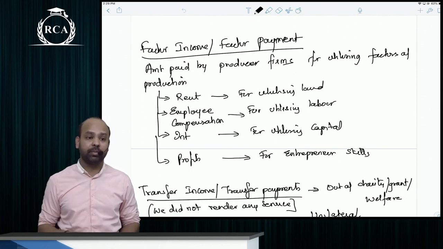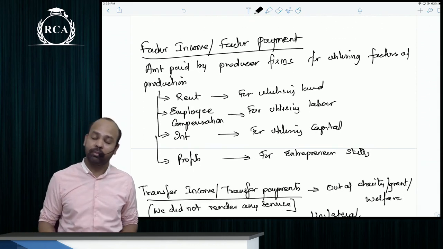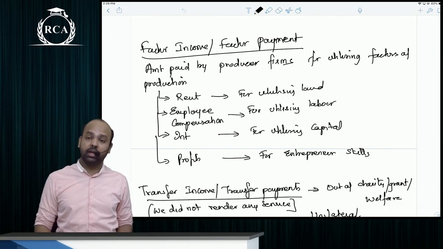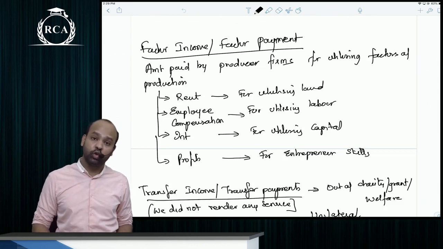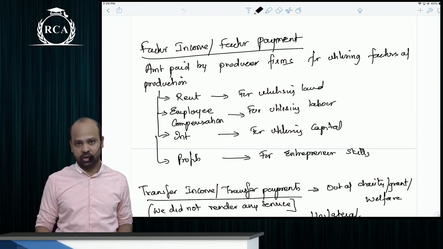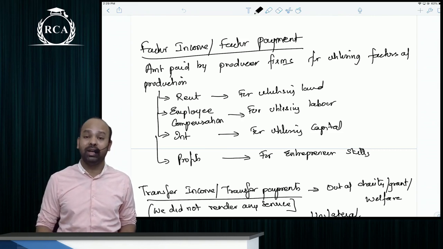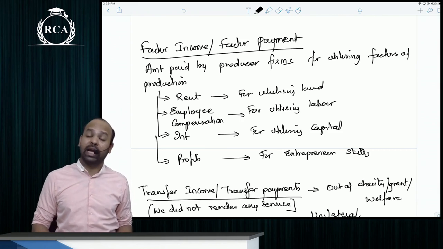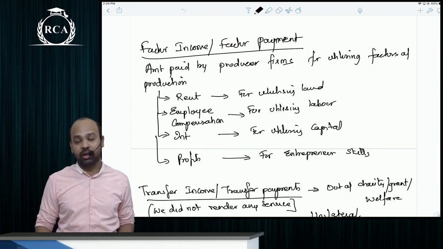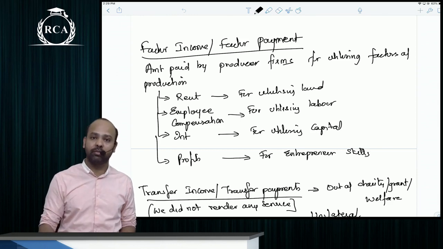Factor income and factor payments and transfer income and transfer payments is something that you should know better at this point. Factor income is the amount that is paid by the producer firms to the owners of factors of production. For land they will pay rent, for labor they will pay wages and salaries, compensation to employees. For capital they will pay interest, for entrepreneurship they will pay profit, guys. So these are your factor incomes or factor payments.